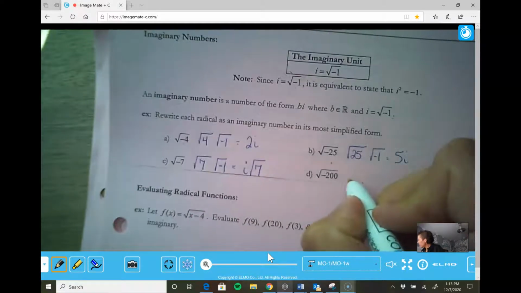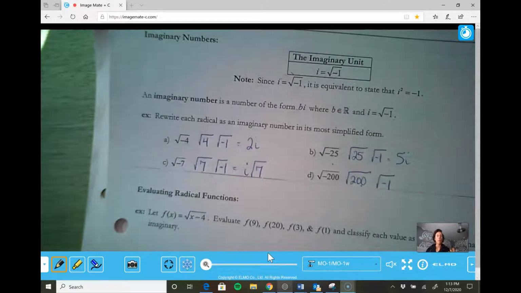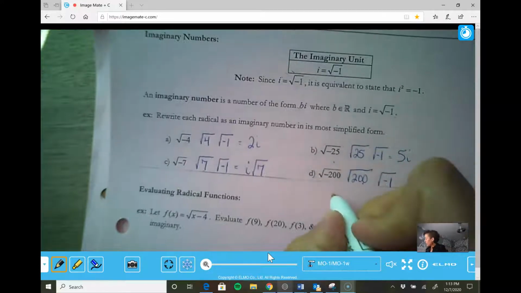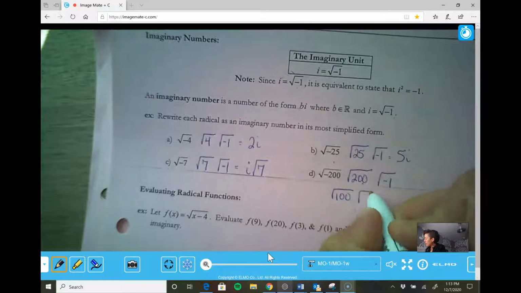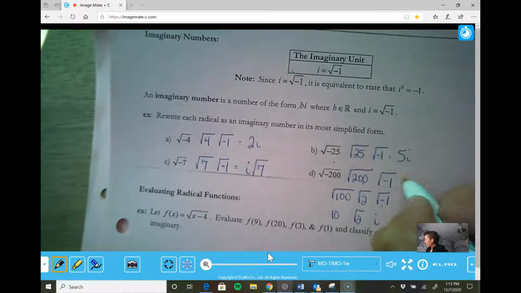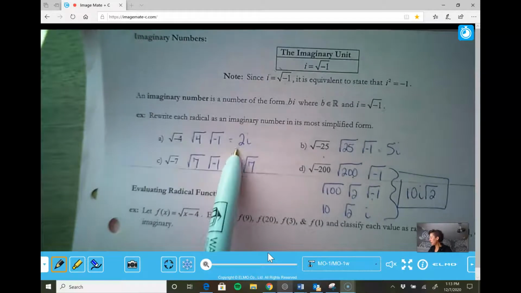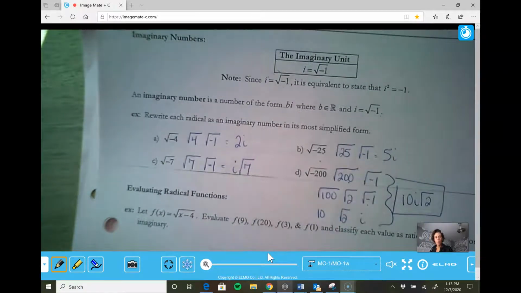So for -200, first I'll start out with this. And then if I run my factor program, I actually realize that even though 200 isn't perfect, it has factors that are perfect. So I'm going to break it down even more. And then this becomes 10. This will stay the way it is, and this becomes an i. So these three parts are our answer. And again, usually the 10 is written first, the i would follow the 10, and we would put that square root of 2 after it. So this is 10 times i times the square root of 2, just like this is 2 times i, 5 times i times the square root of 7.